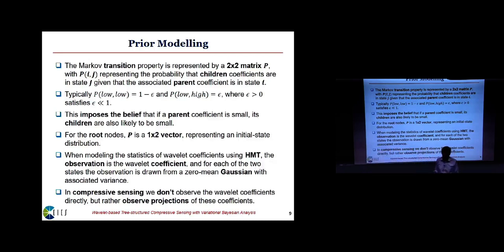This Markov transition can be defined using a 2x2 matrix Pij, where i stands for the state of the parent, j stands for the state of the child. So P low-low, for example, is the probability of child and parent both being in the low state, which is a high probability. So we show it with 1 minus epsilon, epsilon being a small positive number. This imposes the belief that if the parent's coefficient is negligible, its children would be negligible as well. But in the hidden Markov tree, we are assuming that our observations are our theta, our wavelet coefficients. But in compressive sensing, our measurements are the random projections of these wavelet coefficients, and we don't observe these coefficients directly.